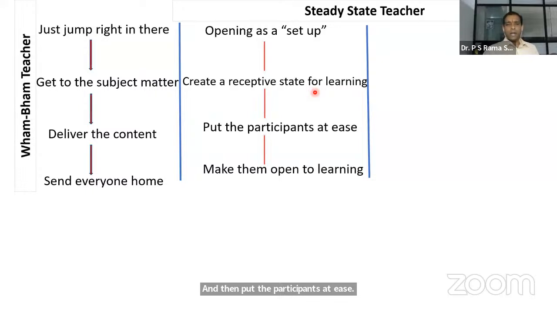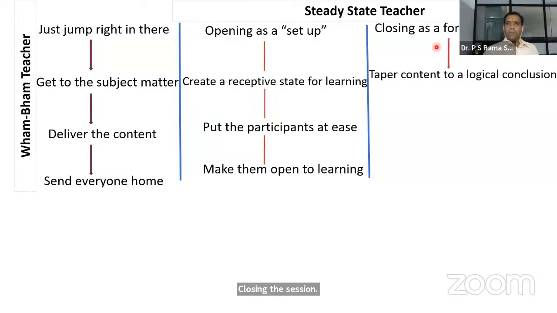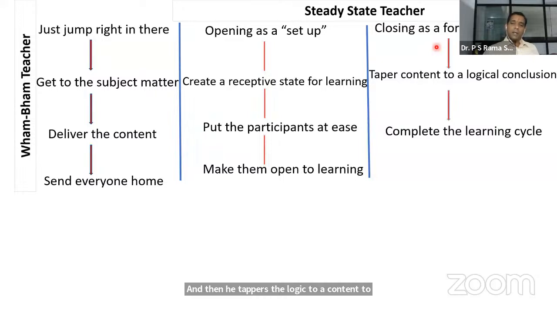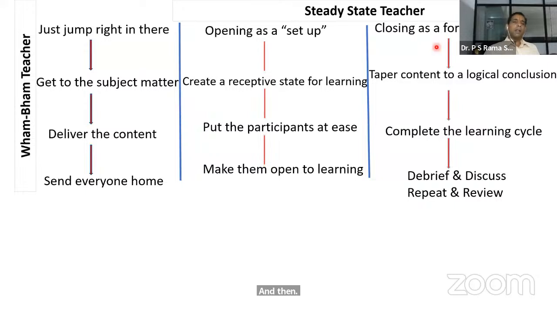Till now the teaching has not started. Make them open to learning. After this, the teaching will start. This is a steady state teacher. Then this is the opening. He has closed the class, and for closing the session, also closing as a form of set down, he tapers the content to a logical conclusion. He completes the learning cycle, and then debriefs and discusses, then repeats and reviews. Then he closes. This is a steady state teacher.